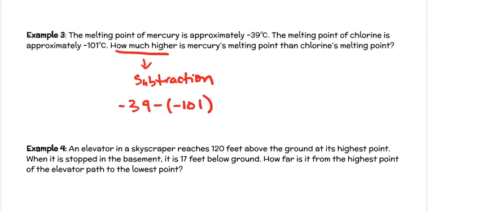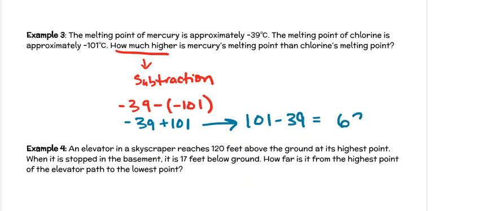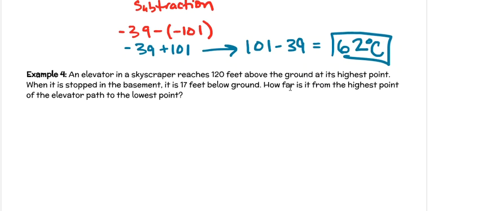And now we are rewriting this as negative 39. The opposite of negative 101 is a positive 101. You are subtracting these two because they're different signs. So 101 minus 39, which is 62. Yes, 62. And which of these two is the larger number? 101, and it's positive, so it ends up being 62 degrees Celsius. Okay, that's 62 degrees Celsius higher.